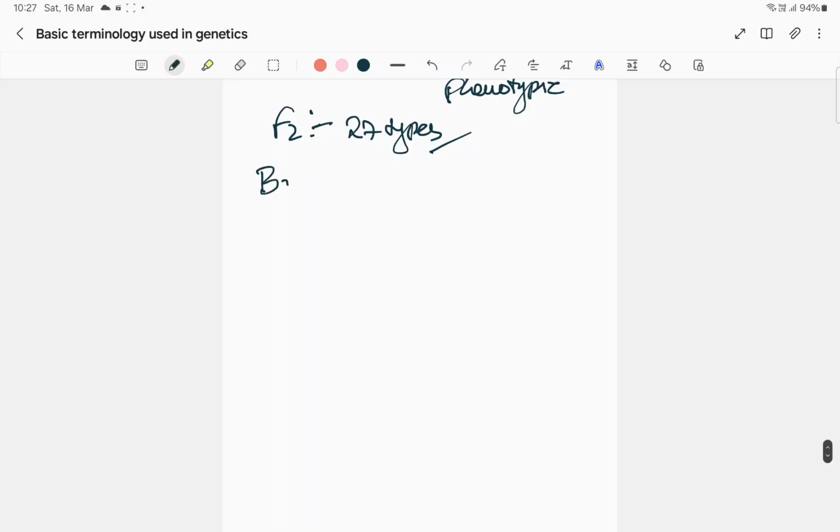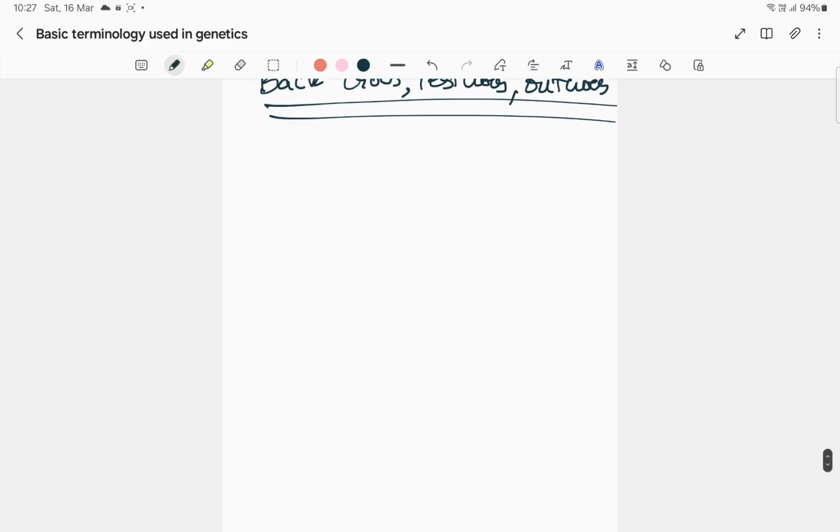Now coming to back cross, test cross and out cross. Okay, we'll discuss these three. First is back cross.